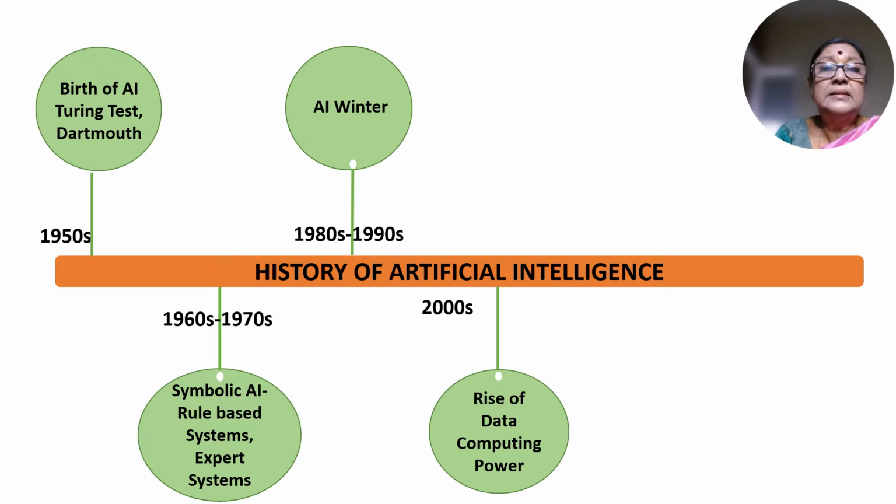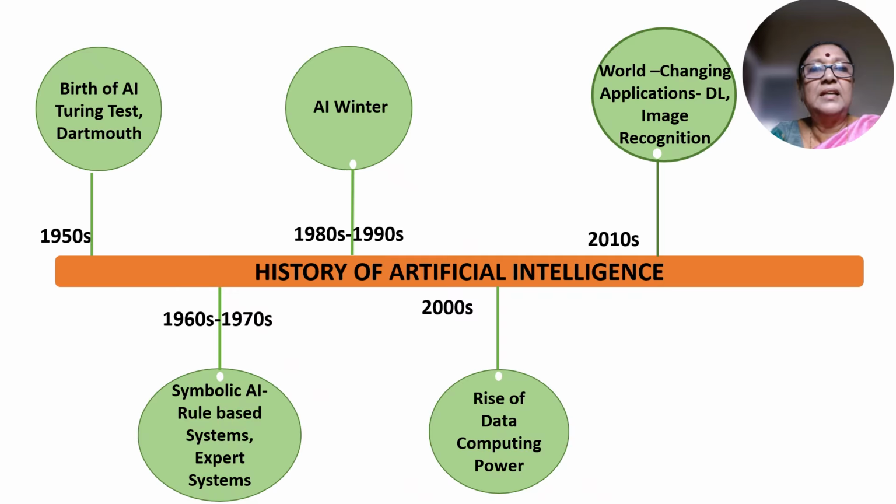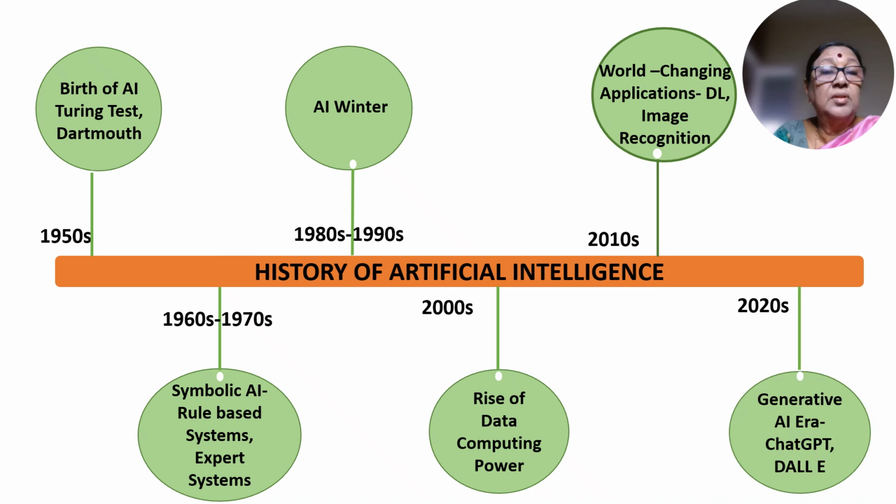Then came the 2000s. This is the time when a lot of data was becoming available. So this data could be used, digital data I'm talking about, and a lot of computing power also became available. So then again interest in AI started. Here we have machine learning coming into the picture, probabilistic issues coming into the picture. Then came 2010. This is where actual world-changing applications happened using deep learning, or DL as it is called. For example, image recognition became actually real-world applicable. Then came 2020. This was the generative AI era. Most of you would have used ChatGPT, that is an example, and DALL-E. So this is the basic history of artificial intelligence.